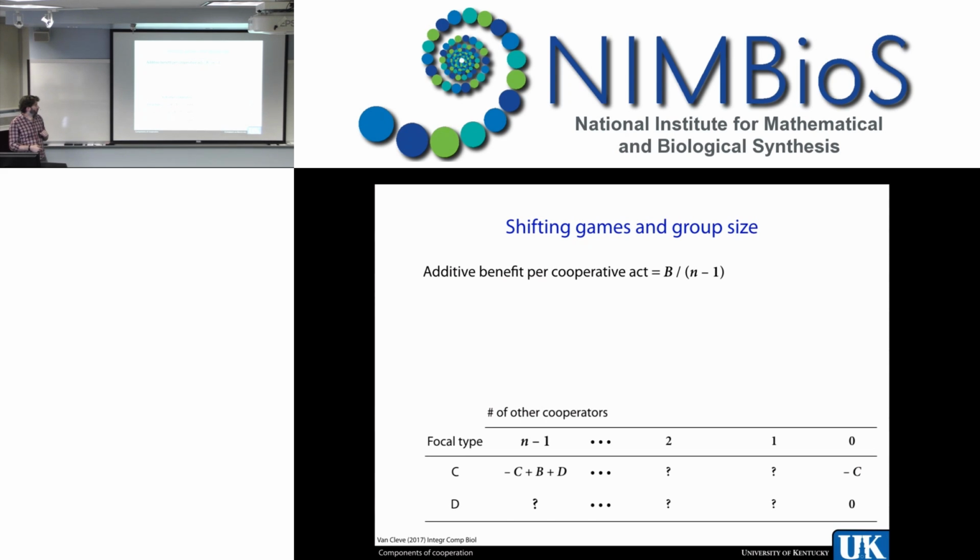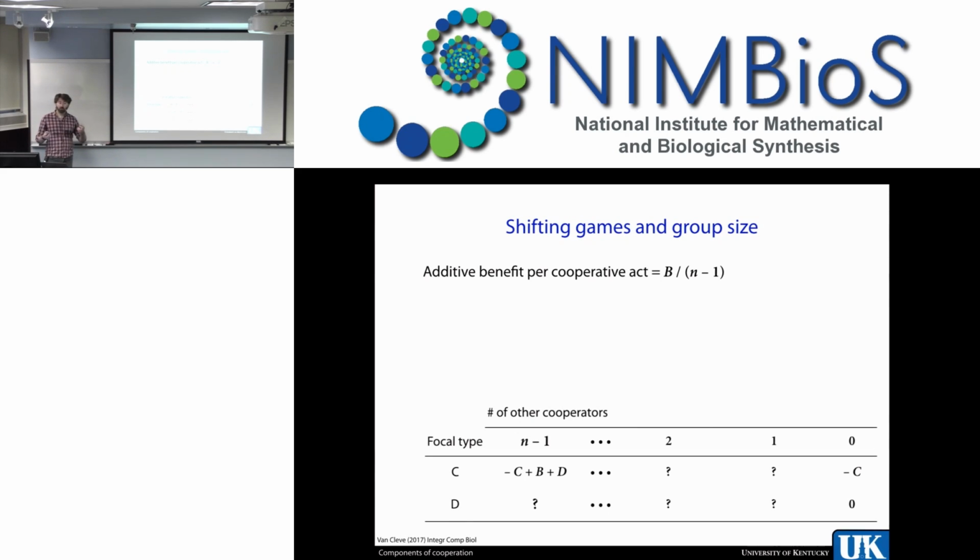If you're a cooperator and no one else is cooperating, you get -c. So the corners are the same, and the question is how we fill in the middle part. What we'll assume at first is that there's an additive benefit. Each individual who cooperates adds b over n-1, which means that the total amount of additive cooperation, b, is constant in the population. It doesn't matter how big the group is. In some sense this says that increasing group size can't increase that additive benefit at all. It's always capped at b.